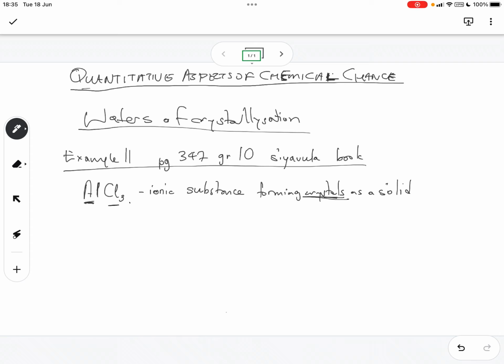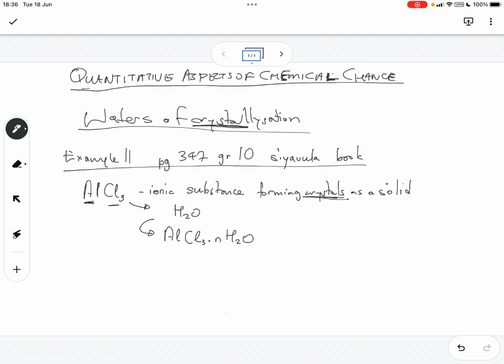So when we have this, water molecules, H2O, may be trapped inside the crystal. So you're seeing now we're getting closer to why it's called waters of crystallization. And when there's water trapped in the crystal, we write the formula as AlCl3 times nH2O.